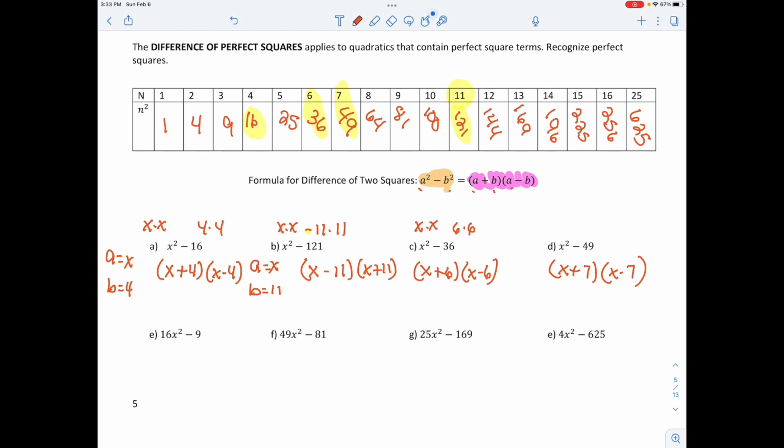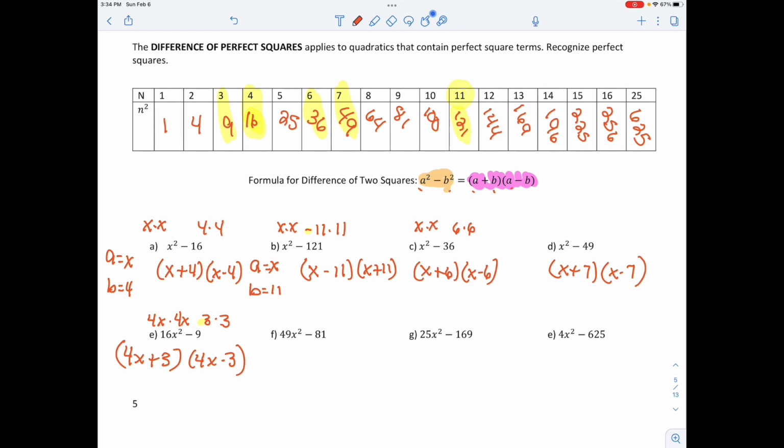Okay, pause the video. Well, let me do another one with you with e because it is a little different. Now we have a coefficient in front of x squared. Does that change anything? Not really, because 16 is still a perfect square. It's 4 times 4. So this is going to be 4x times 4x. 9 is a perfect square. It's 3 times 3. So then my answer is 4x plus 3, 4x minus 3. Okie dokie? All right, boys and girls, pause the video and you do F, G, and H.